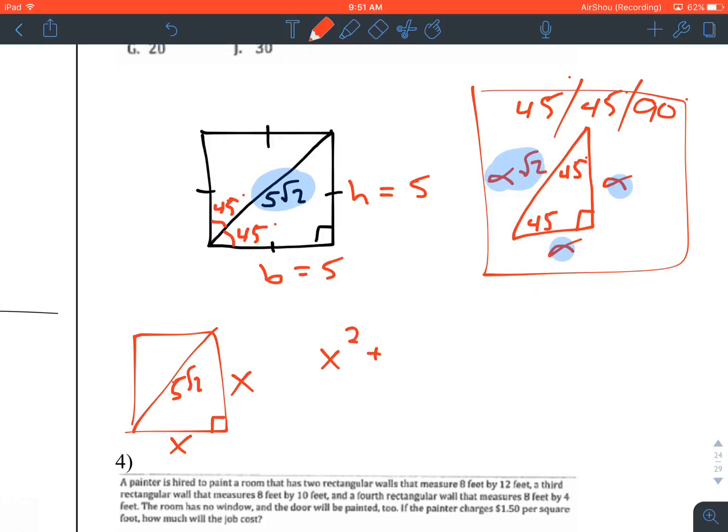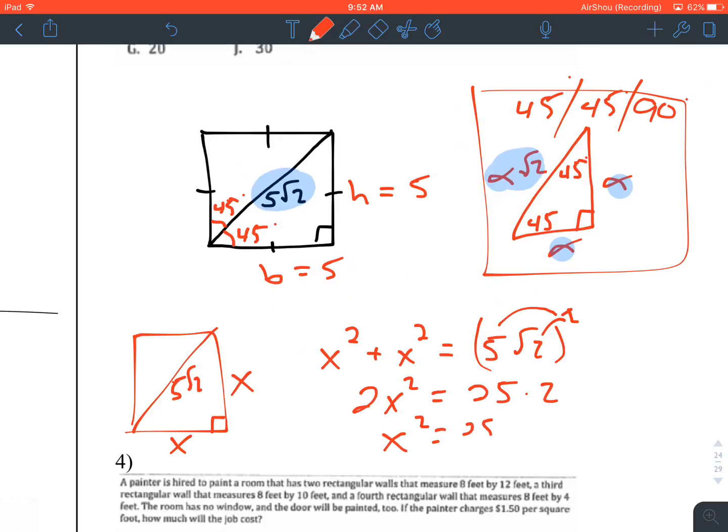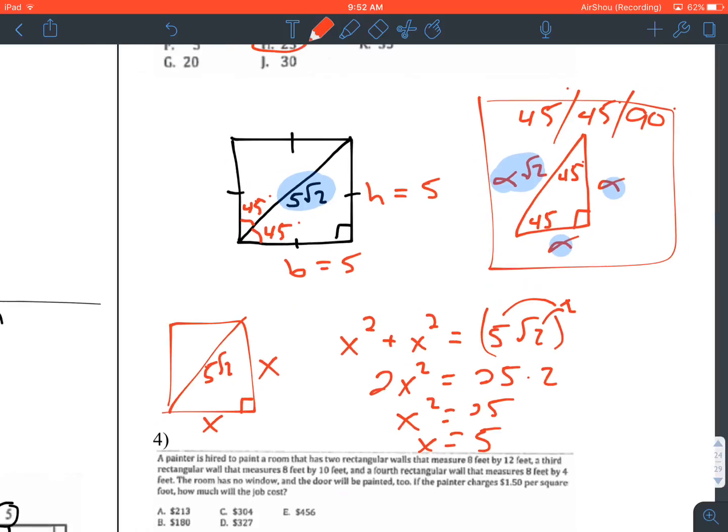X squared plus x squared equals 5 square roots of 2 squared. X squared plus x squared is 2x squared. You square the 5 and you square the square root of 2, you're going to get 25 times 2. If you divide both sides by 2, you get x squared is 25. Therefore, x is going to be a positive 5. And then from there you find the area as base times height.